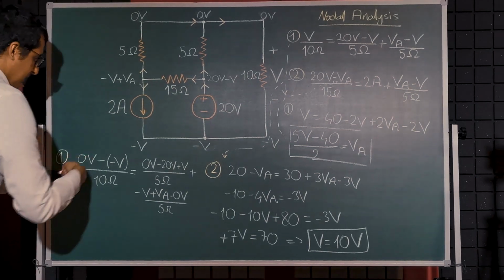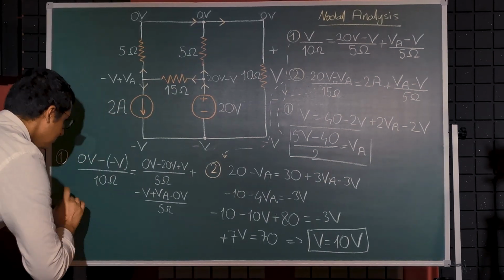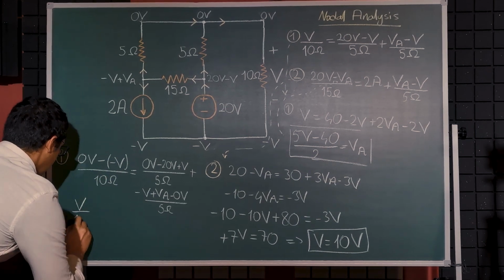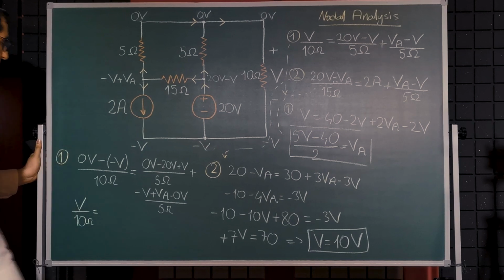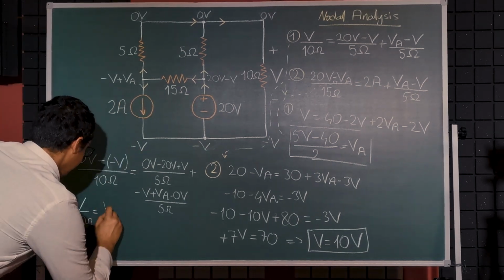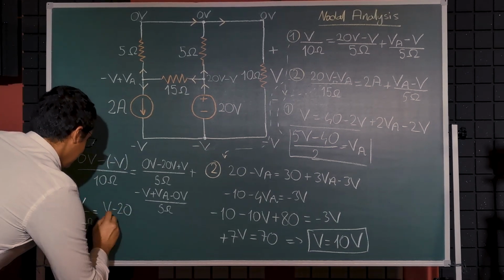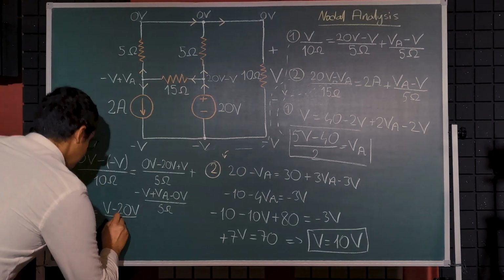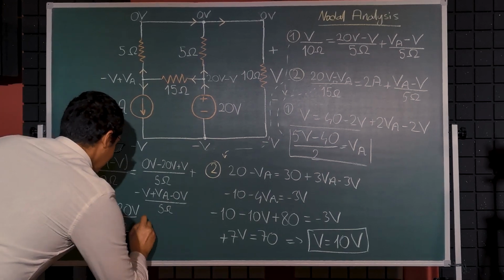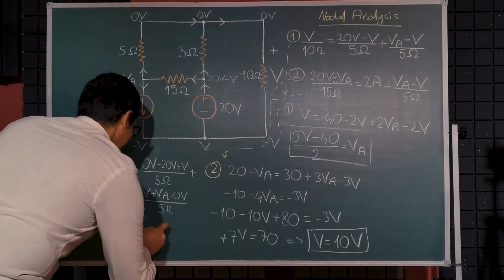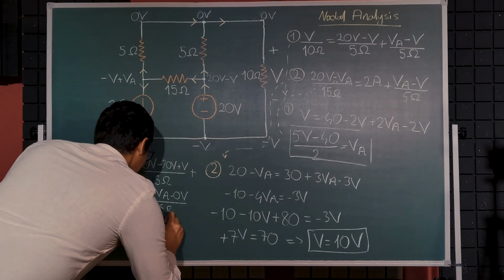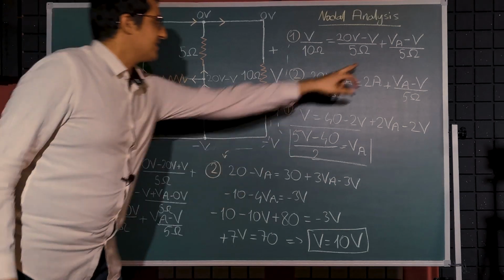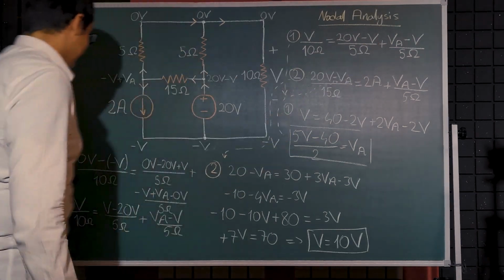So here 0 is cancelled out. It will be left as minus V, as V over 10 ohms, will be equal to V minus 20 volts divided by 5 ohms plus, and this thing here is actually VA minus V over 5 ohms. And as you can see, it is the same as my first equation.